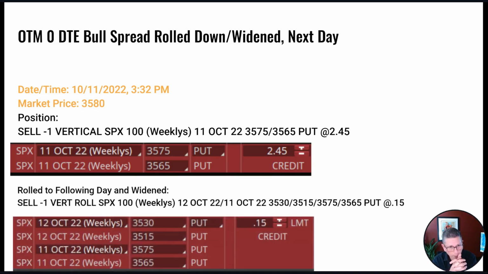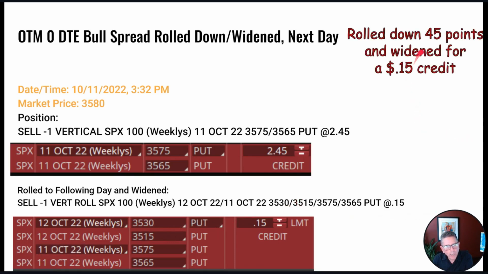So now here we rolled it to the following day, and we pushed it down, and now you have a widened spread here, right? So it went from 10 wide to 15 wide, and you can see the big difference here in what occurred. So you got now 45 points on that position with a 15-cent credit.